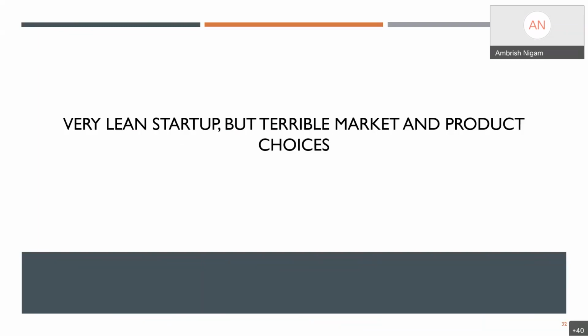Another case is a very lean startup, but with a terrible market and bad product choices. This is common actually. You can execute everything correctly, iterate quickly, have great tech, hire well, and do all the right things. But ultimately, you still take a huge risk on your product and market in such a way that you may not actually be successful.